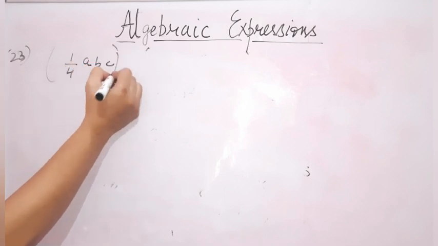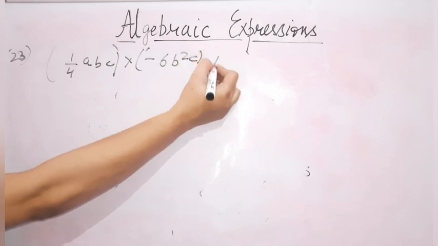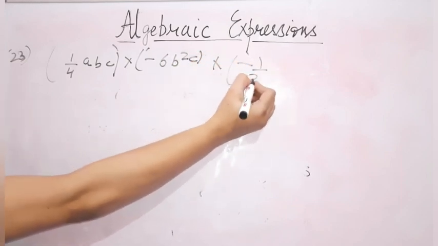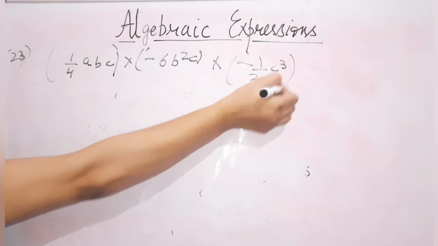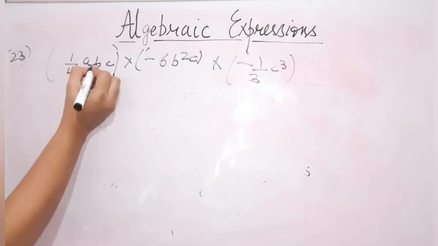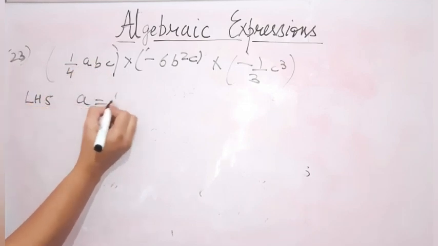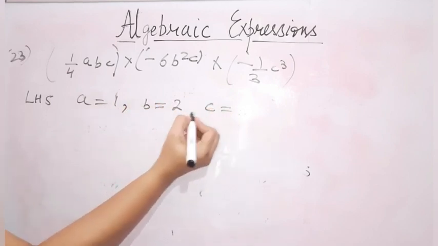The expression is 1 by 4 ABC multiplied by minus 6B square C multiplied by minus 1 upon 3 C cube. Again, firstly I am going to solve for the left hand side. To solve for the left hand side, we simply have to place the values A is equal to 1, B is equal to 2 and C is equal to 3.